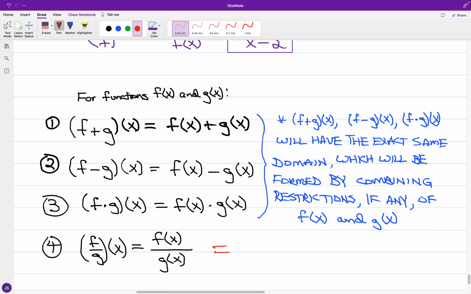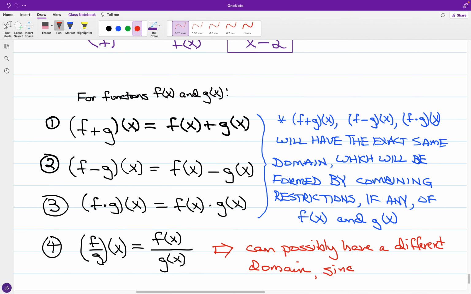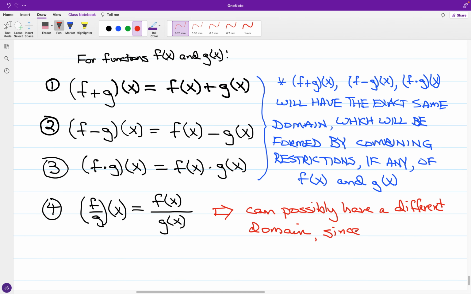And for the quotient function, this could be potentially the odd character out. And the reason for this is that we have a fraction in the quotient function, and for fractions the denominator cannot be 0 in value.